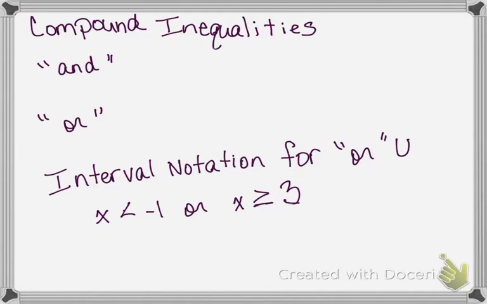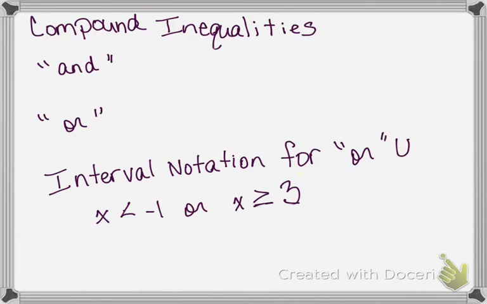Now, we are going to continue working with interval notation. And what I want you to know is the interval notation for the word or is a U. It means union. Union. Okay? So in interval notation, that is going to be important. While we get started, I want us to look at this. I've got x is less than -1 or x is greater than or equal to 3.